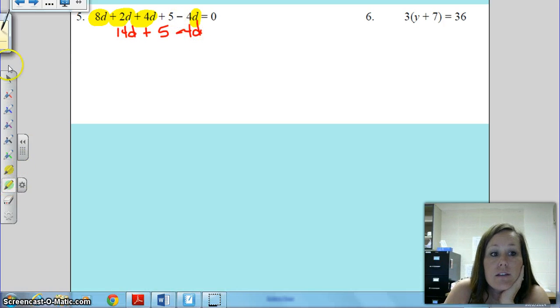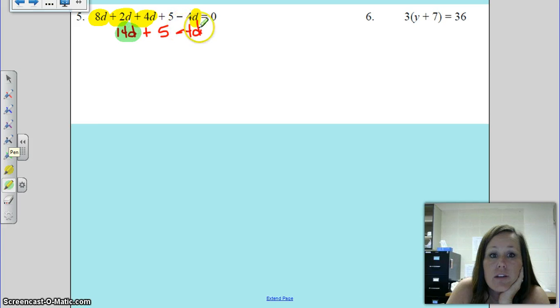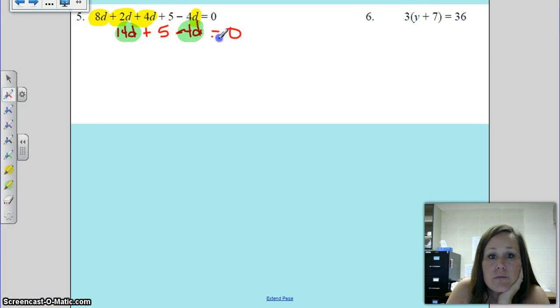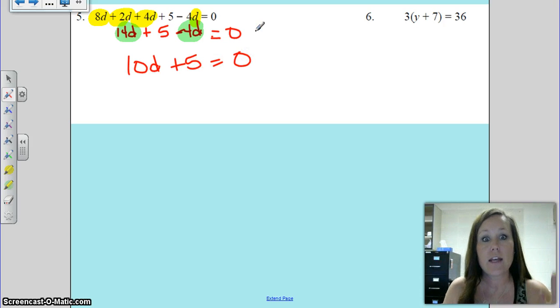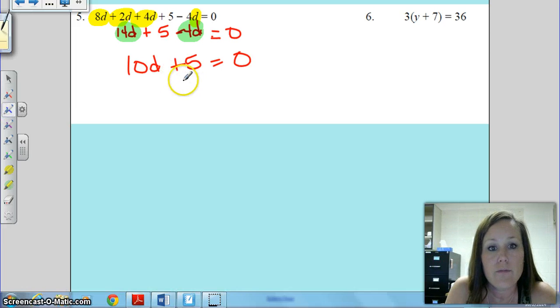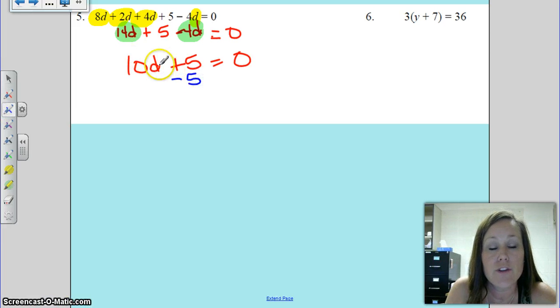Now I have my d's, still these d's. I'm dealing with this guy and this guy. I forgot to do equals 0. All right, 14d minus 4d is 10d plus 5 equals 0. Okay, now it looks like a nice easy problem to deal with. So we're going to subtract 5 so I can isolate the term that has the variable. Subtract 5.